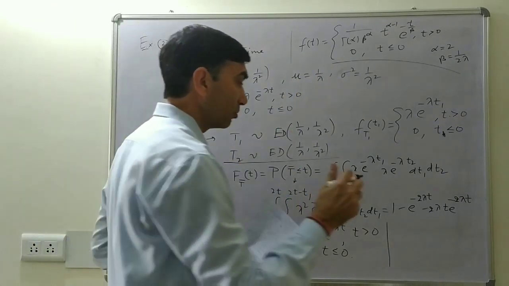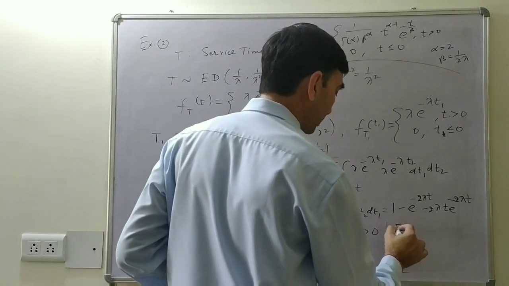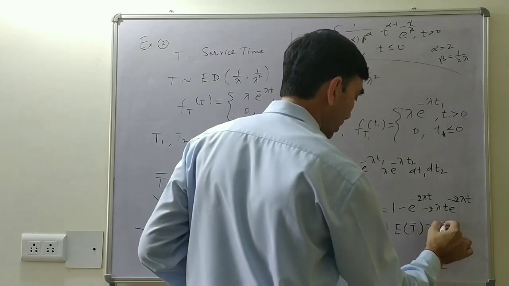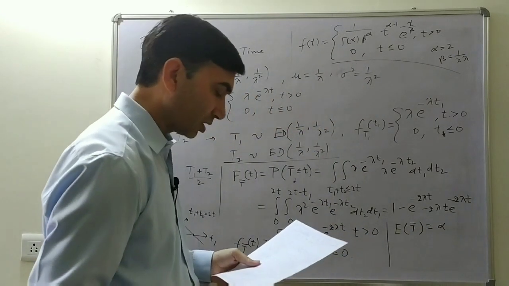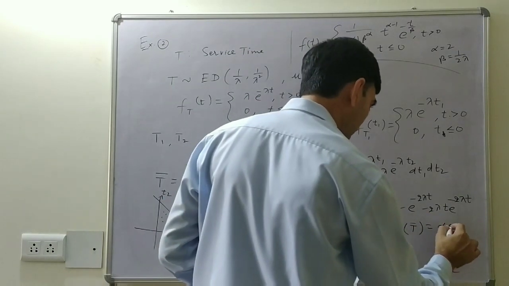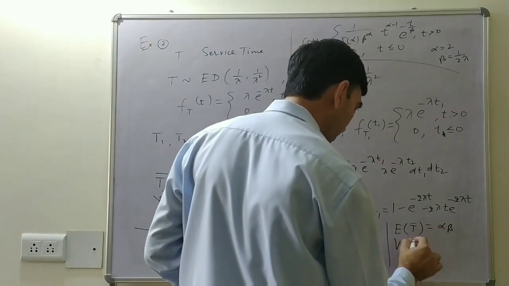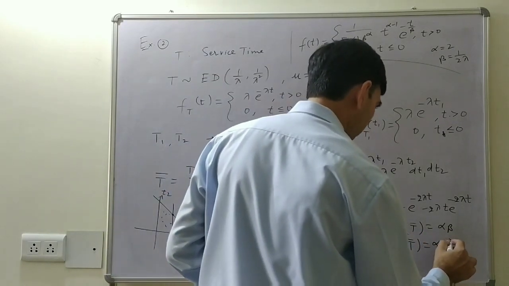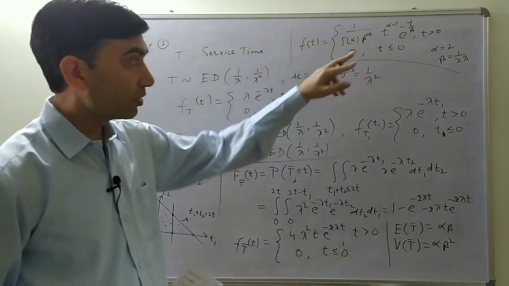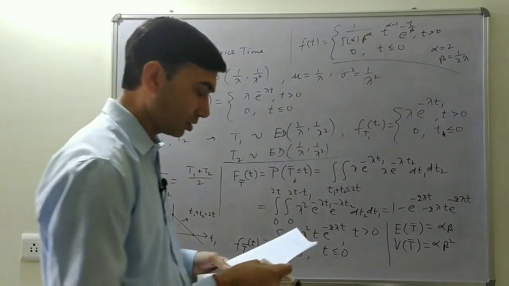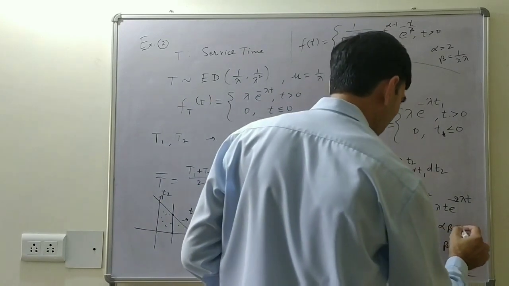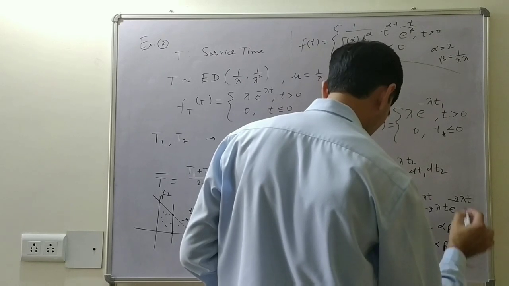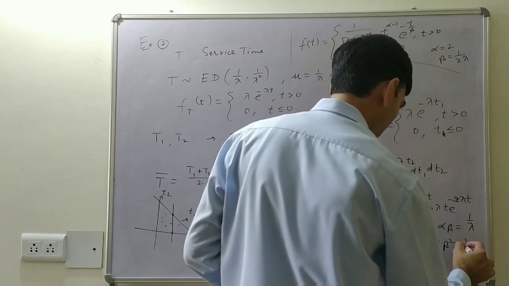So what is the mean in case of a gamma random variable? Mean is alpha beta and variance is alpha beta square. So in this particular example, alpha is 2, beta is 1 over 2 lambda. So if you substitute those, you get 1 over lambda for the mean, and for the variance you get 1 over 2 lambda square.